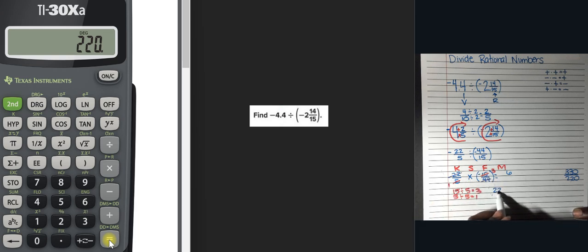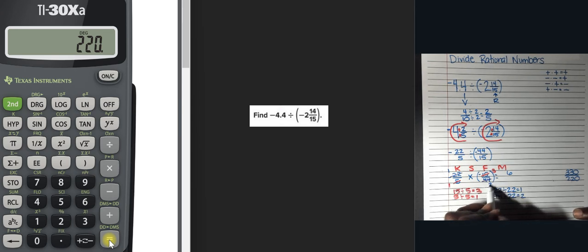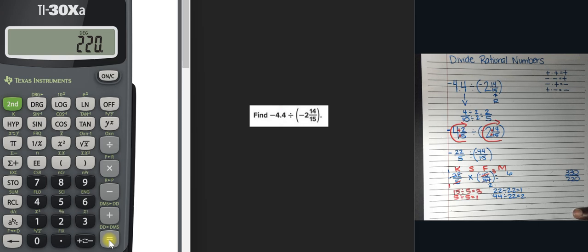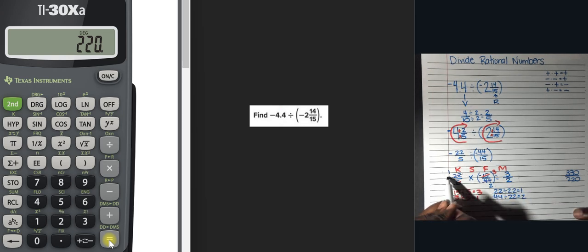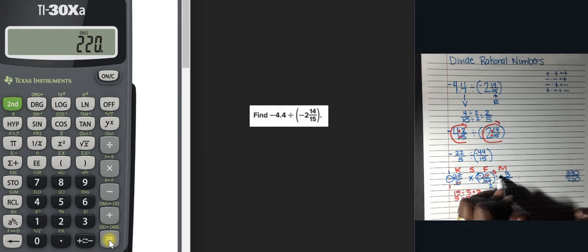So I could say 22 divided by 22. That gives me 1. And then I have 44 divided by 22. That gives me 2. There we go. That looks a lot better. Because you don't want to have to simplify and then have to simplify again. All right, so now what do we have? We have 1 times 3, that gives me 3. 1 times 2, that gives me 2. And now let's look at our signs. We had a negative and a negative. So negative times a negative gives me a positive.